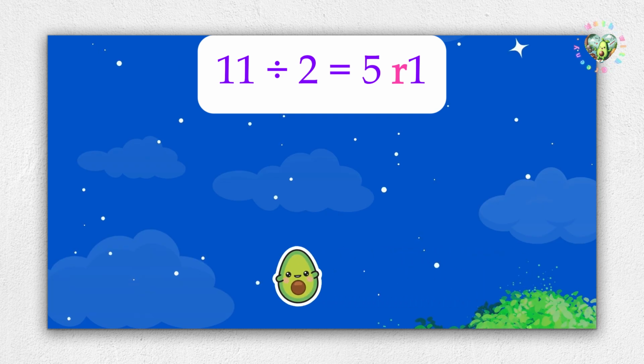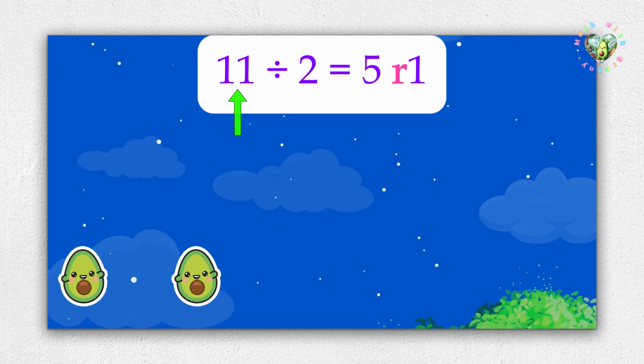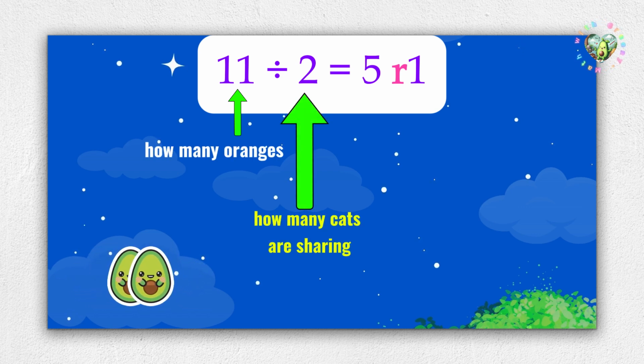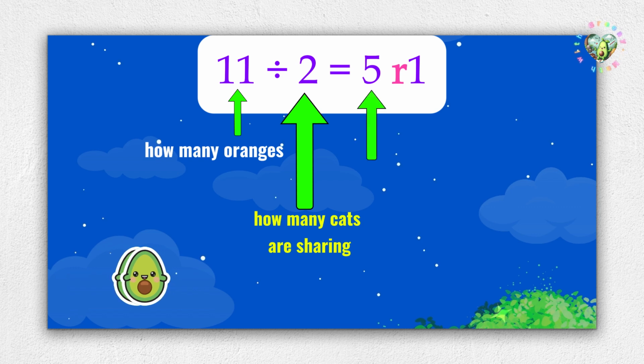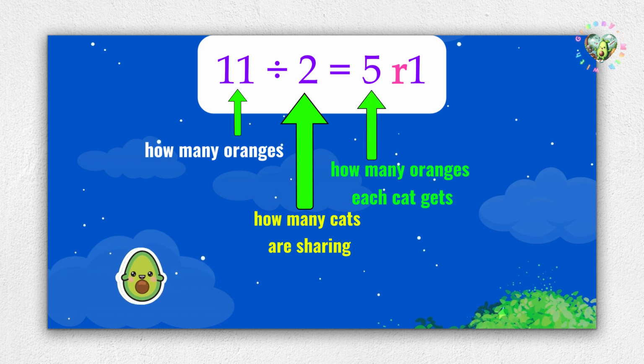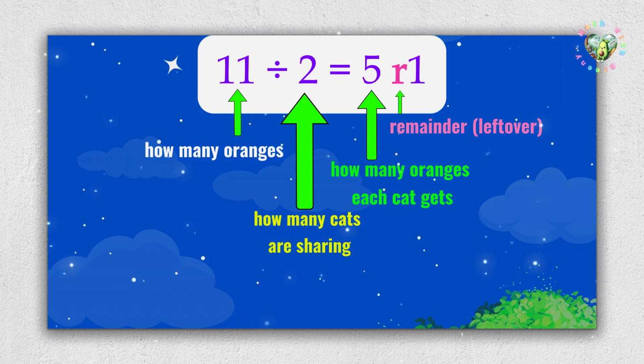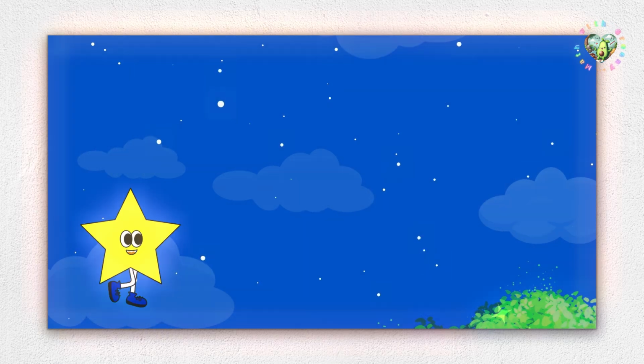Oh, I see. The first number is how many oranges we have, the second number is how many cats are sharing, the third number is how many oranges each cat gets, and the R is the leftover. If there's an orange left, we write the R and the number right after it. That's it. You're catching on so fast, Greenie.